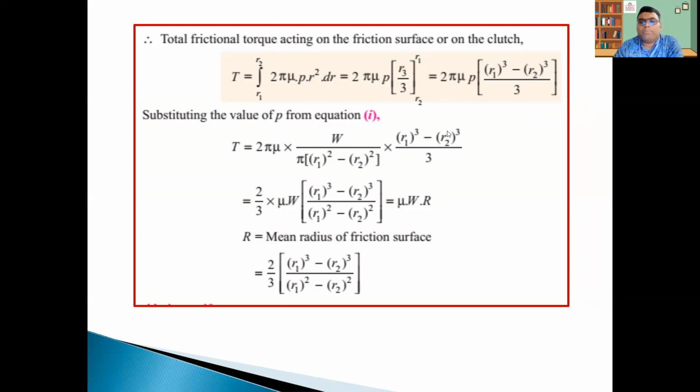So let's put the value of p, which is already obtained here. If you put the value and simplify this equation, we can obtain 2 by 3 mu W (R1 cubed minus R2 cubed) upon (R1 squared minus R2 squared). Also we can write this as mu W R, where R is the mean radius. So this is a simple formula you can use in future to find the total frictional torque acting on the frictional surface, and that torque is responsible to transmit power from driver to turbine shaft while the clutch is engaged.